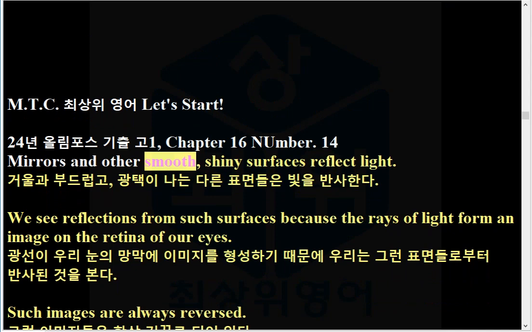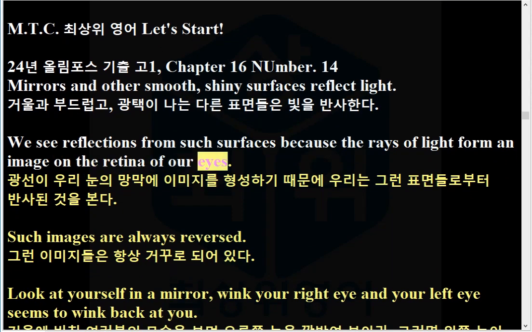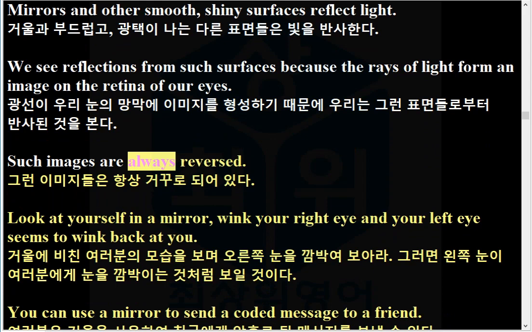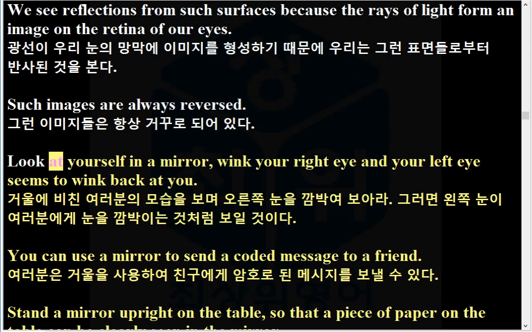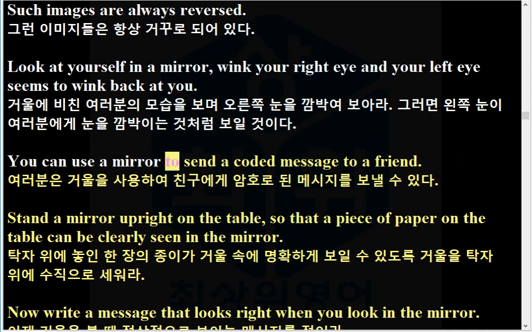Mirrors and other smooth, shiny surfaces reflect light. We see reflections from such surfaces because the rays of light form an image on the retina of our eyes. Such images are always reversed. Look at yourself in a mirror, wink your right eye and your left eye seems to wink back at you. You can use a mirror to send a coded message to a friend.